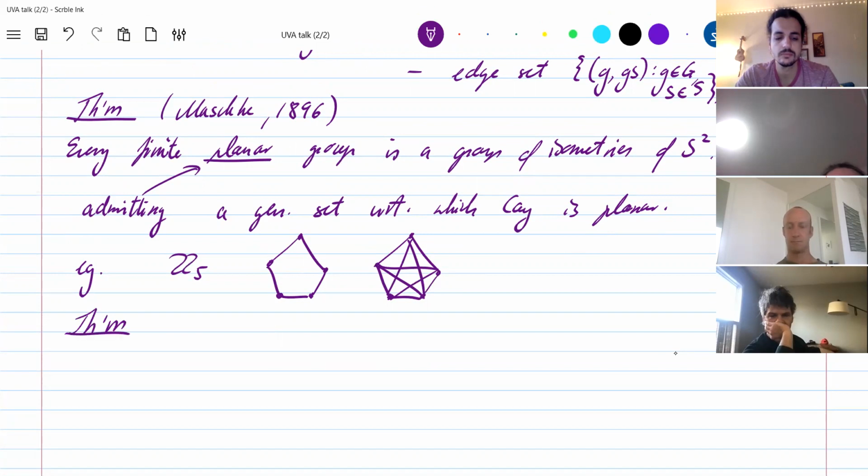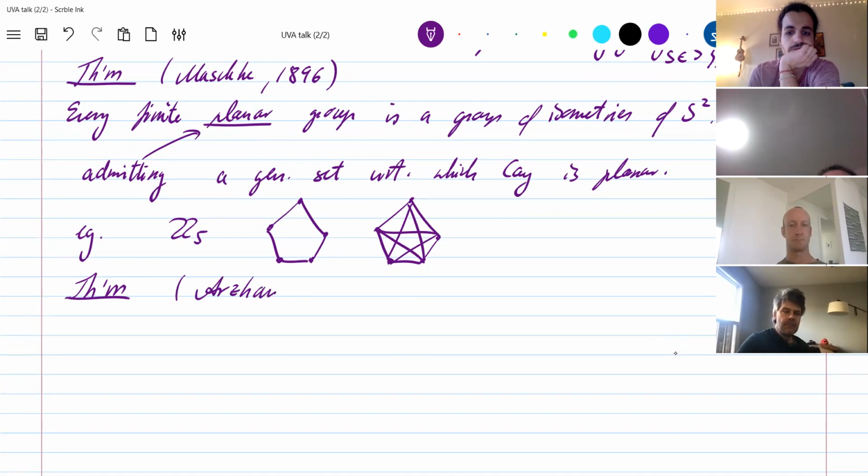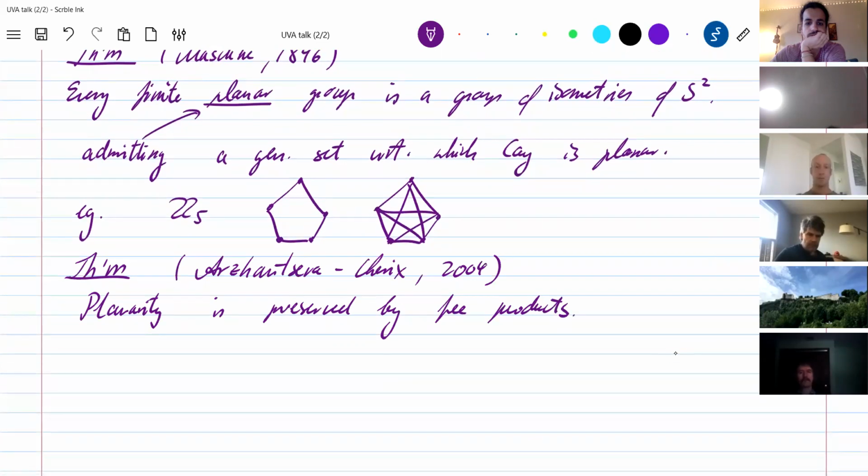And what are some theorems? What are some results about planarity for groups? Now, this has been studied fairly widely since this Maschke result for infinite groups. And just to give you a sample result, the result of Ajantseva and Sharik from 2004 says that planarity is preserved by free products. Okay, it's quite easy to convince yourself of that.